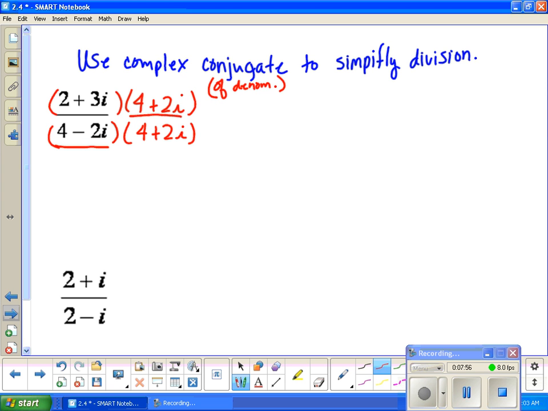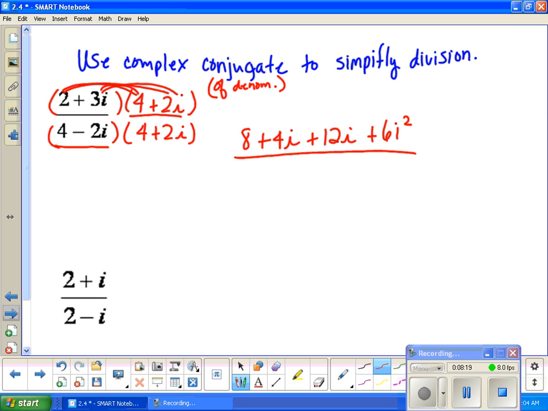So we go ahead and we distribute like we do with everything. So let's do the numerator first. That would be 8 plus 4i plus 12i plus 6i squared. Let's do the denominator. We have 16 plus 8i minus 8i minus 4i squared.